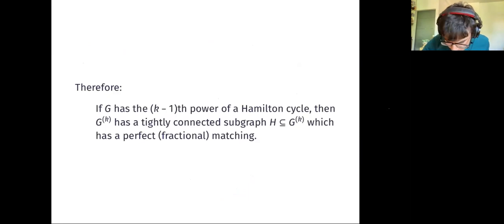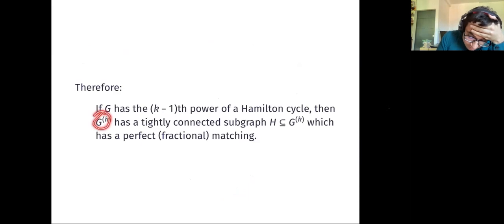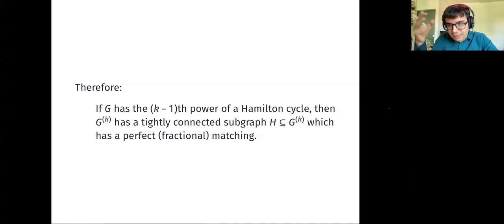And so this is what we can deduce. If your graph has the (k-1)-th power of a Hamilton cycle, then this auxiliary hypergraph G^k has a tightly connected subgraph H which has a perfect fractional matching. This connected subgraph H is the subgraph which contains the given tight cycle, right? And here's some difference between this case and the graph case, which maybe is good to emphasize.